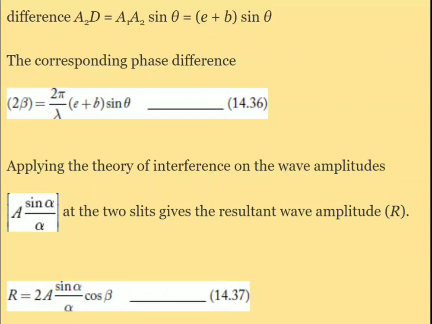Now apply the theory of interference on the wave amplitude A sin alpha by alpha at the two slits, which gives the resultant wave amplitude. So that resultant wave amplitude is 2A sin alpha by alpha cos beta.